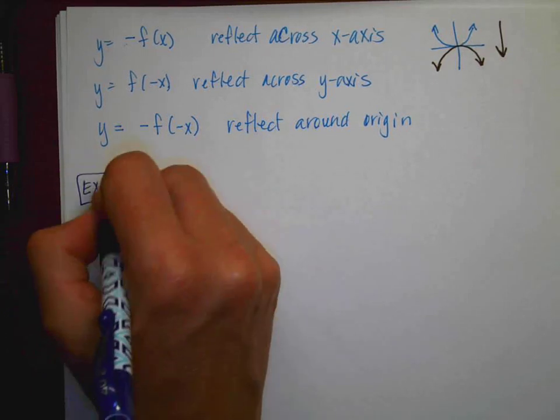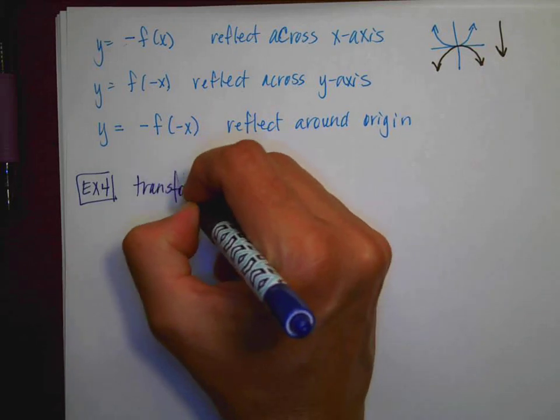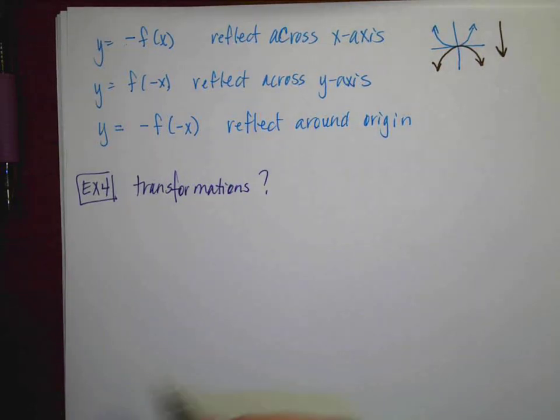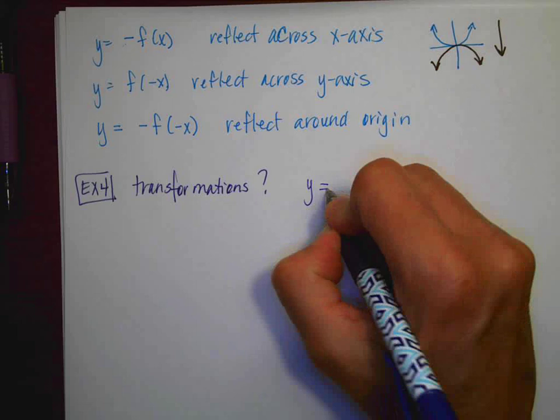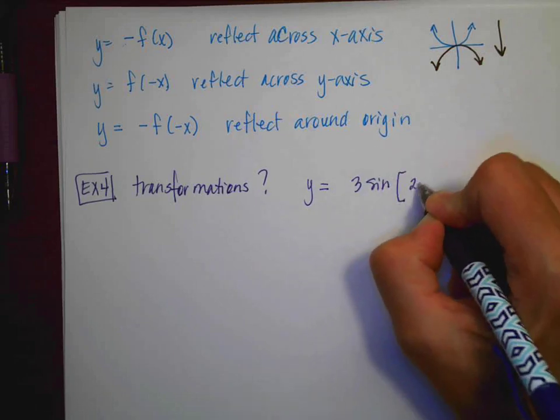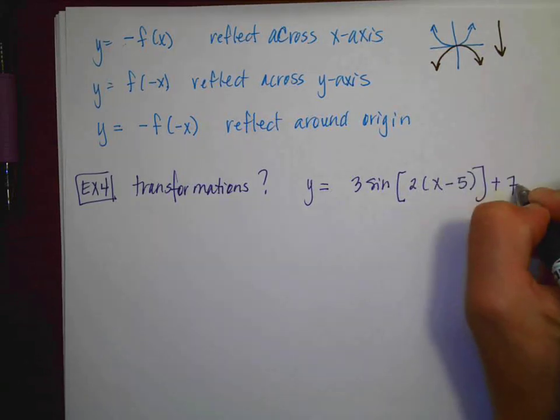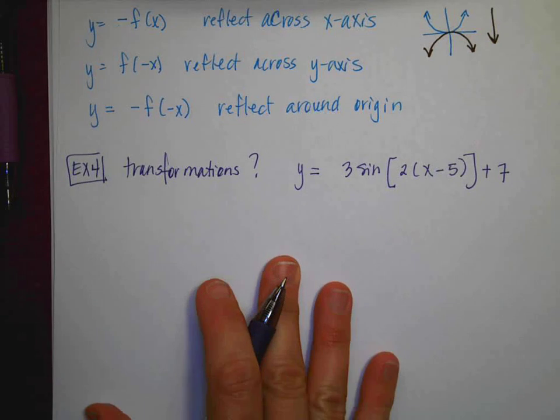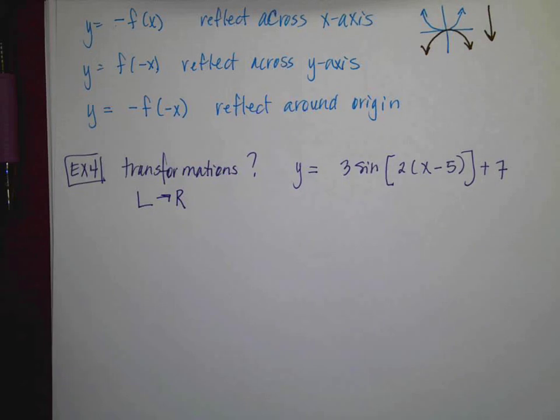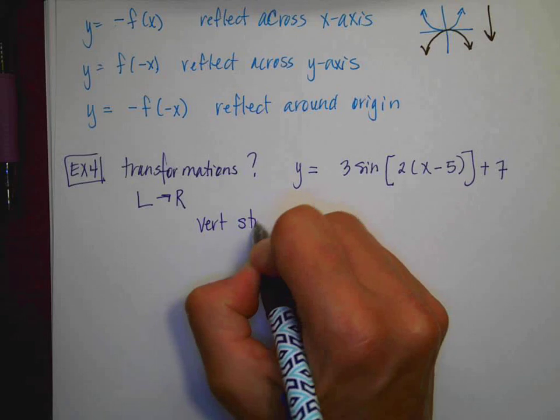Alrighty, so I just want to write in our next example, I want to write an equation, and we're going to talk about the transformations. So the directions in my scribbled hieroglyphics say what are the transformations, and we're going to have y is equal to 3 sine, and then I'm going to have 2x minus 5, and then plus 7. Remember when we talk about transformations, because we read left to right, we report math left to right.